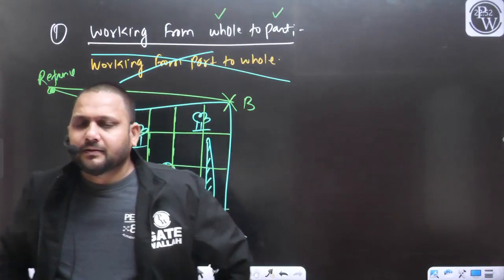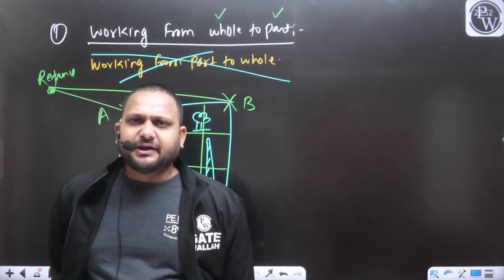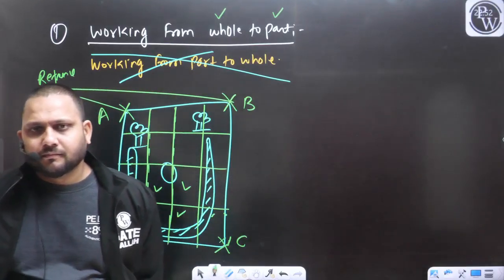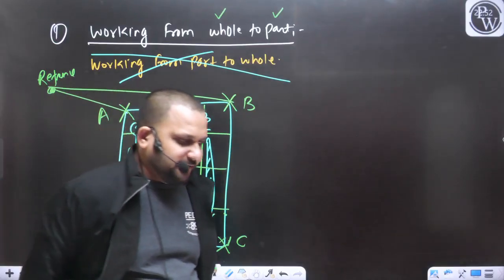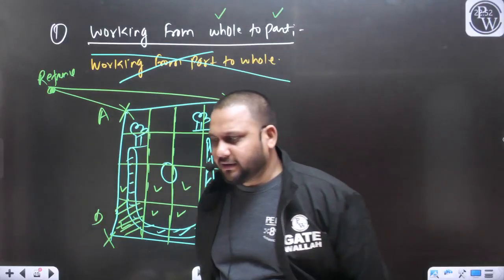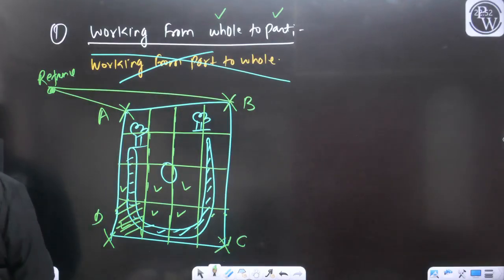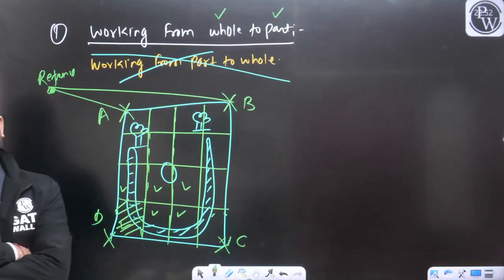Sir, if we are following this principle, how can we reduce the error? If we are following the first principle of surveying that says working from whole to part, how can we reduce the error in our measurement? So this is my doubt.